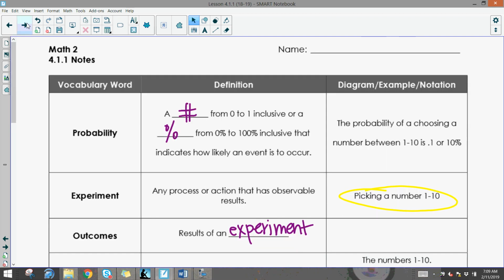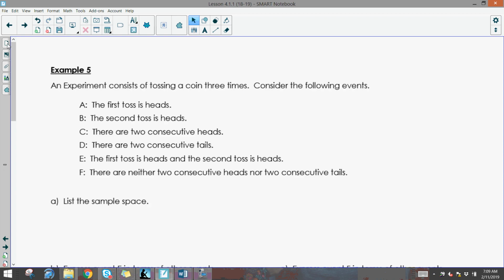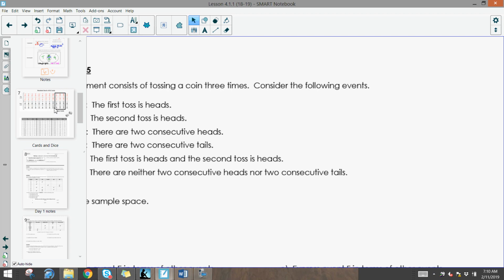Okay. So these are the vocabulary notes that you went over. Sorry, I don't know what I just did. Ooh, I hope I didn't just screw up our lesson. I think we're good.